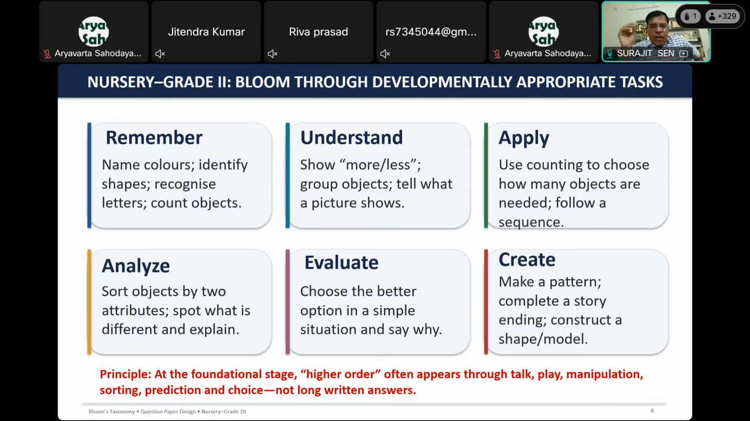So in order to get the higher order thinking, sorry, we will try to talk with them, we'll try to play with them, we'll try to manipulate things, we'll try to sort things, predict something, and not long written answers. We'll try to avoid long written answers as much as possible.